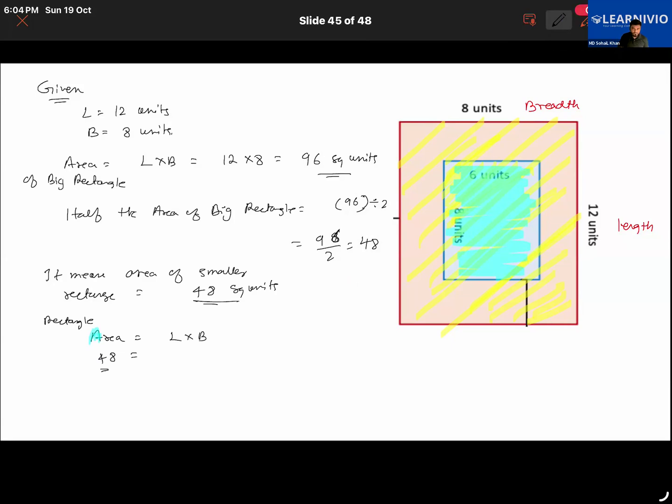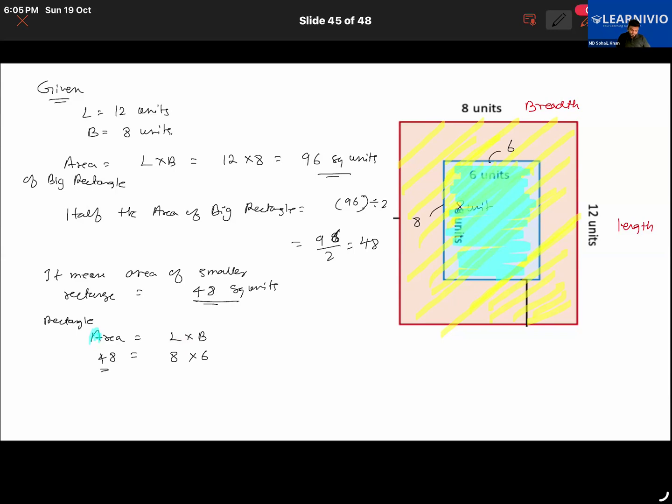How can you get 40? How can we get 48? Suppose we take length equal to 8 and breadth equal to 6 units, so 8 times 6 is 48. So we will take the length and breadth as 8 and 6 units. This length is going to be 8 units here, and that is going to be 6. So that is how we have to construct it.